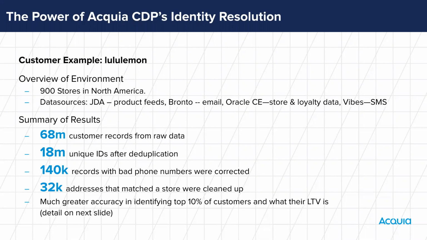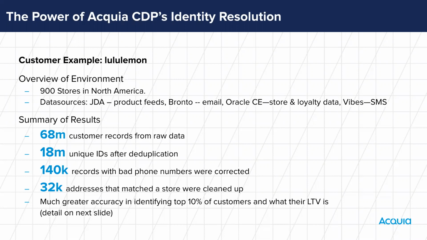But the summary of the results from this particular customer recently has been, when you look at their raw data, they have 68 million customer records. Once that's been deduped, that goes down to an actual 18 million verified customers. And then, looking at the cleansing and the enhancement I mentioned earlier, 140,000 records with bad phone numbers were corrected. So that might just be a formatting issue. It may be something else.